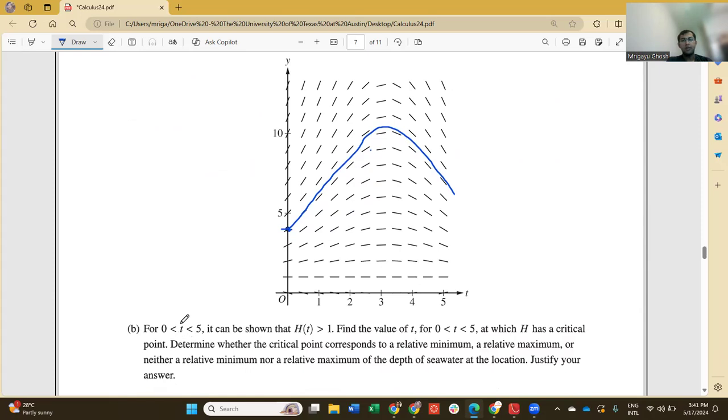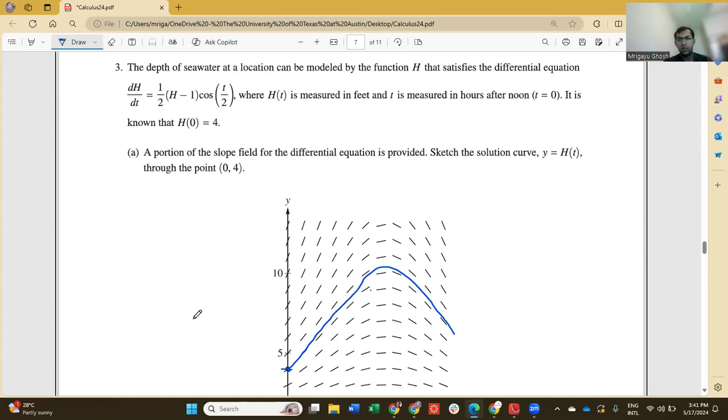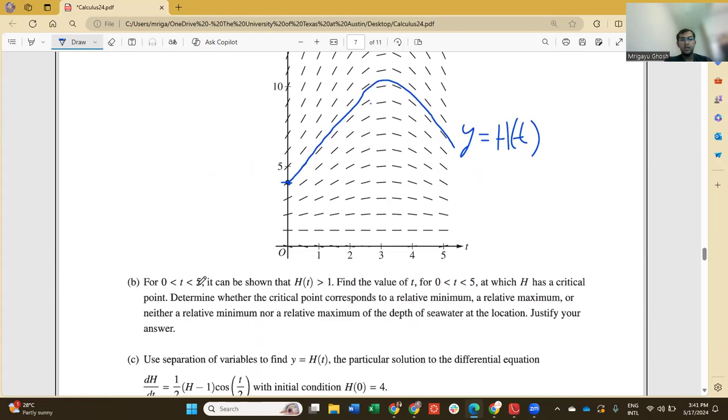All right. And I can label that as y equals h of t if I want. Okay. So for 0 is less than t is less than 5, it can be shown that h of t is bigger than 1. So h of t is positive between 0 and 5 and bigger than 1. Okay, find the value of t for which h has a critical point. So remember, what does it mean if h has a critical point? Critical point means that h prime is either equal to 0 or undefined, right?